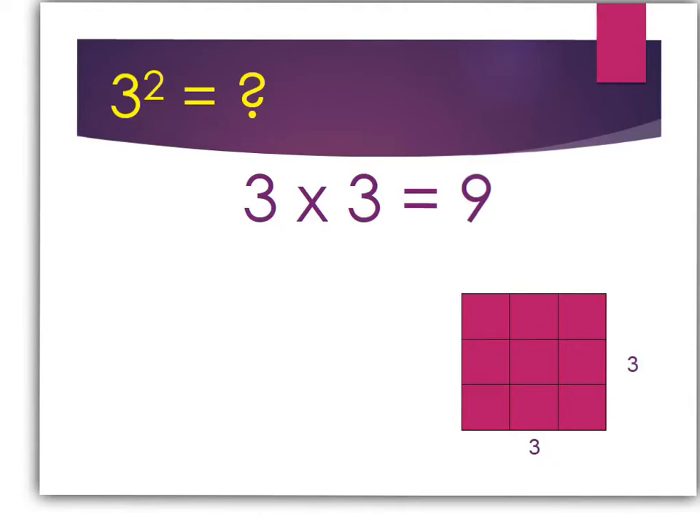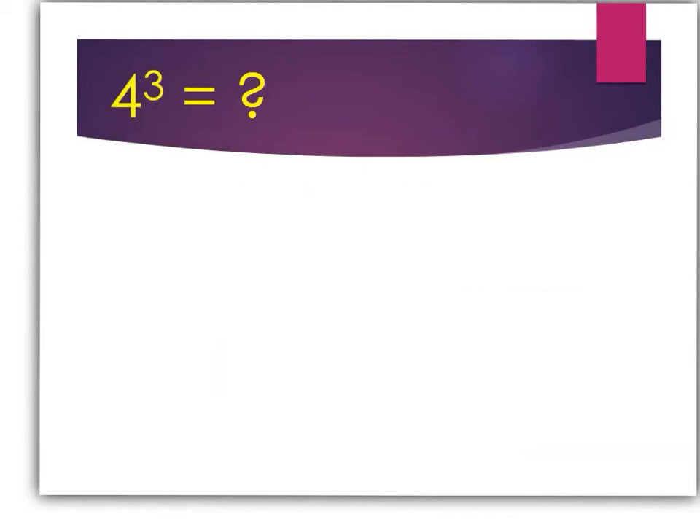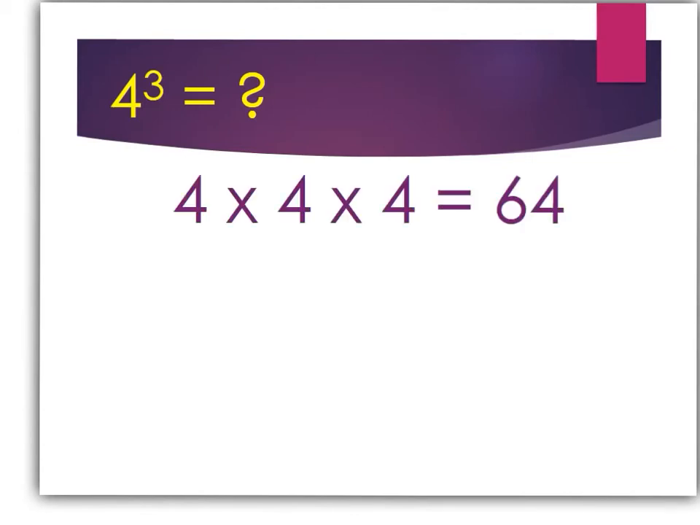And another way of saying 3 to the 2nd power, because when I make a picture of it, it makes a square, is 3 squared. So 3 to the 2nd power, which is 3 times 3, can also be said 3 squared. Here's another special exponent, 4 raised to the third power, or 4 to the third power. Again, that's a shortcut for 4 times 4 times 4. And multiply that out, it equals 64.